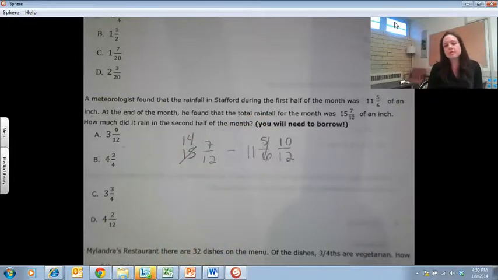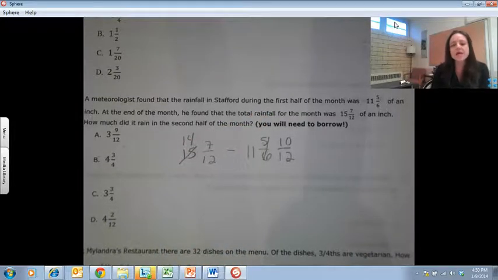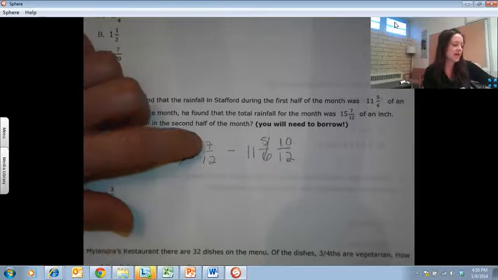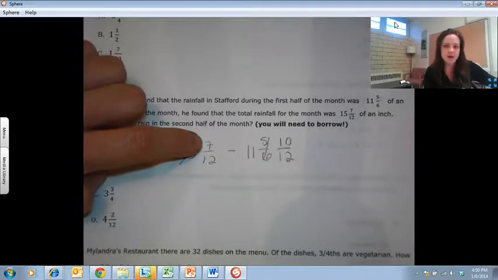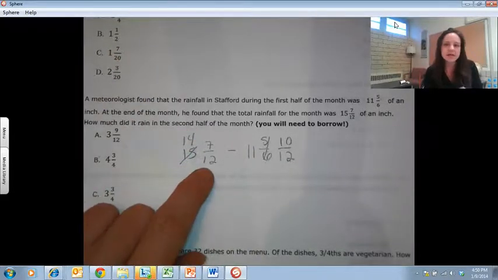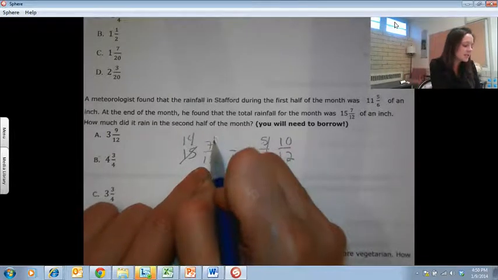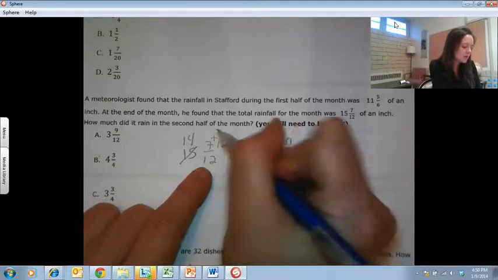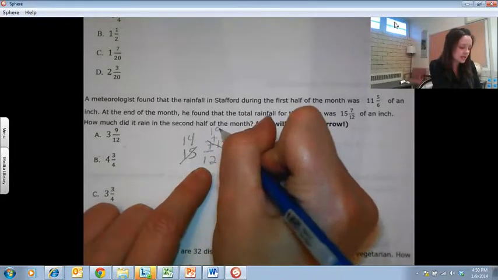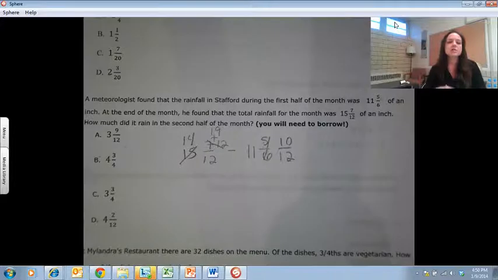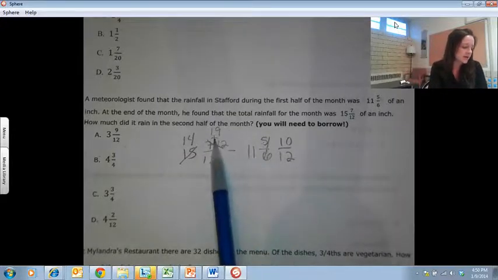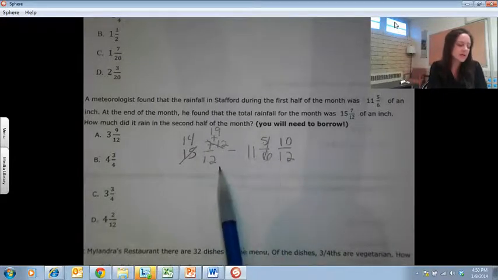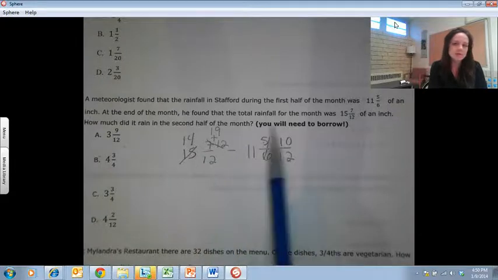Here's probably where you went wrong if you had math problems. I'm borrowing a whole number, but how much do I add on to the numerator of 7? I need to add on 12. The denominator tells me how many pieces are going to make a whole, and that's 12. So now I have 7 plus 12, which is 19. Okay, so now I have my numerator here is bigger than my numerator there. My denominators are the same. I should be able to subtract these fractions.